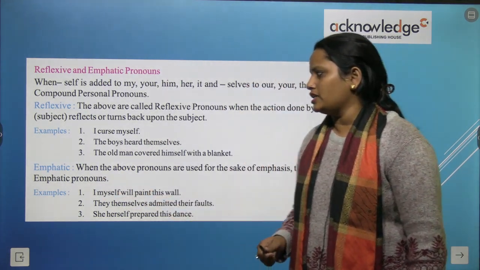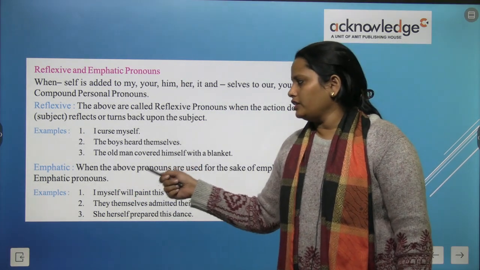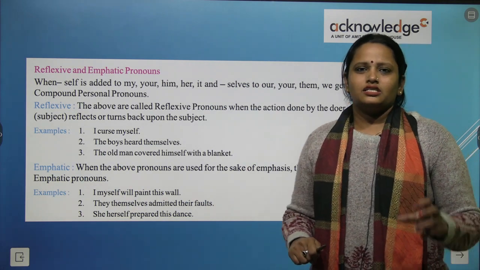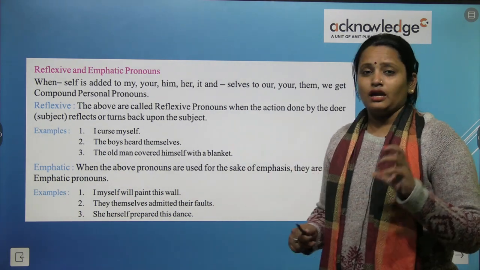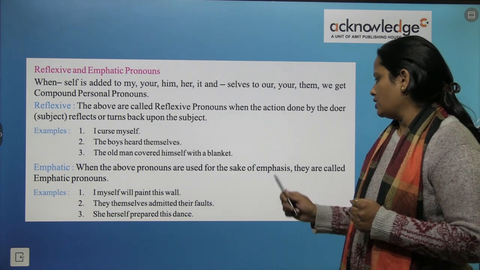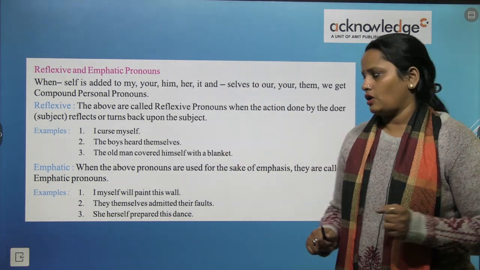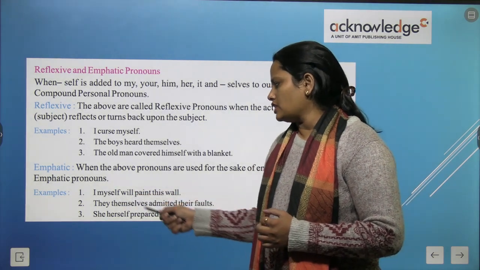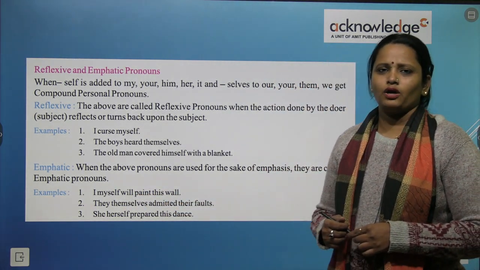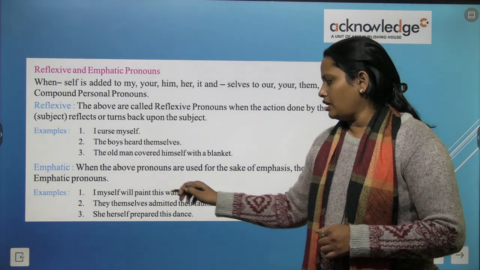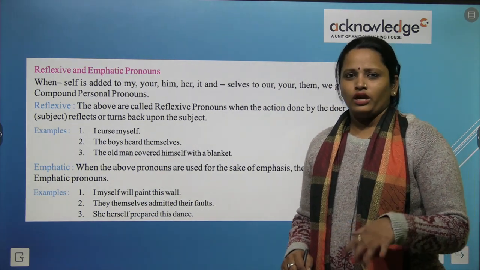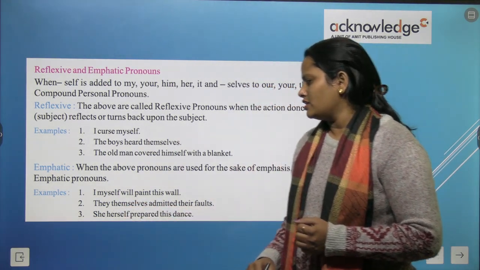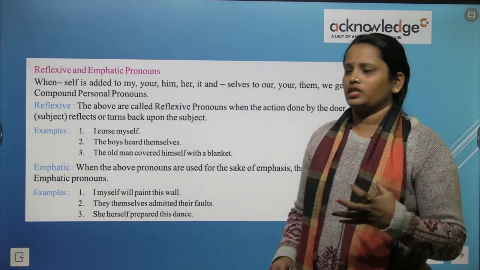Now second one is emphatic pronoun. When the above pronouns are used for the sake of emphasis, they are called emphatic pronouns. जब ये जो pronoun ऊपर दिए गए हैं ये emphasize के लिए यूज होते हैं, तो इन्हें हम emphatic pronoun कहते हैं. कैसे? For example, I myself will paint this wall. मैं खुद से करूँगा. They themselves admitted the fault. वे खुद से करेंगे. And she herself prepared this dance. इसने खुद से किया है.